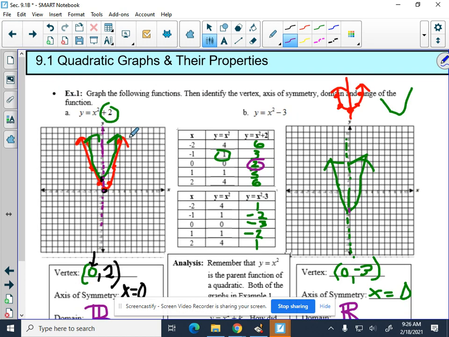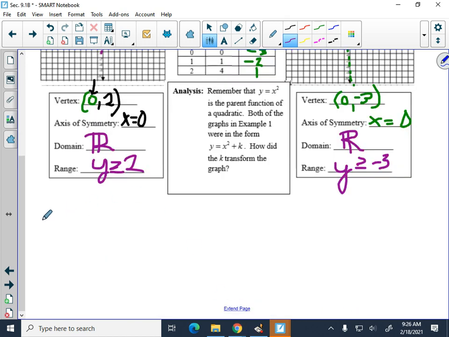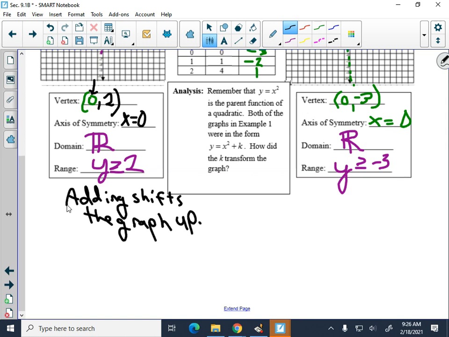Okay, now what we've seen is what happens if we add a value, subtract a value. I'm going to make a comment on this. Down here it talks about an analysis. So, oh, it won't let me. There we go. So, adding shifts the graph up. In the case of our graph, it went up 2 on the first one. But subtracting shifts the graph down.